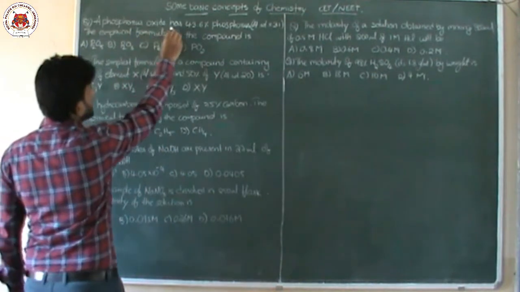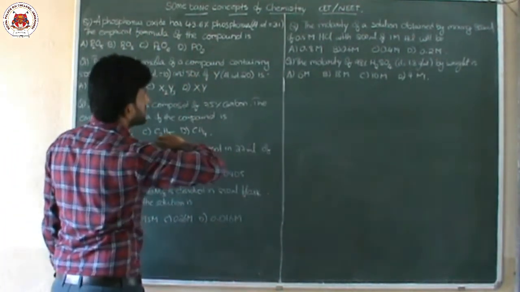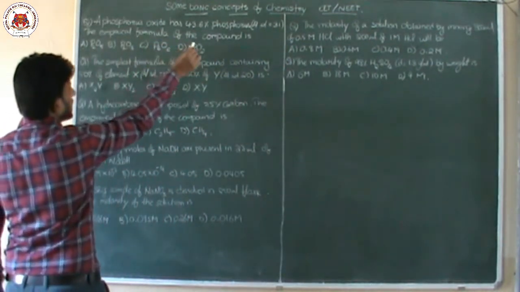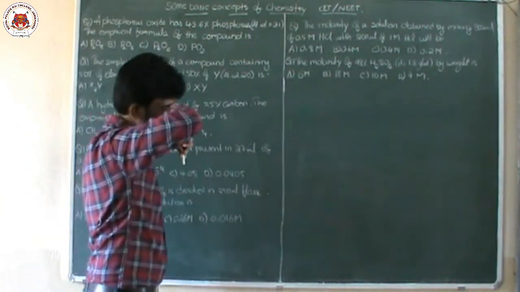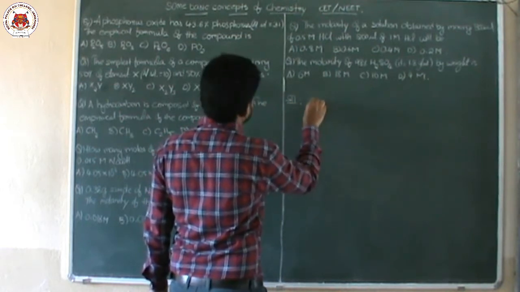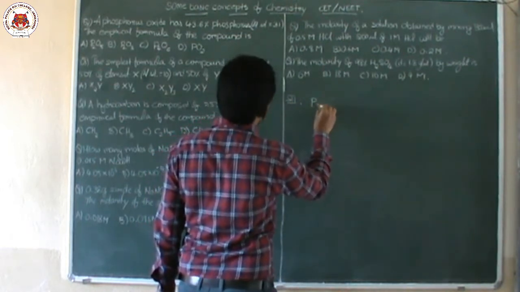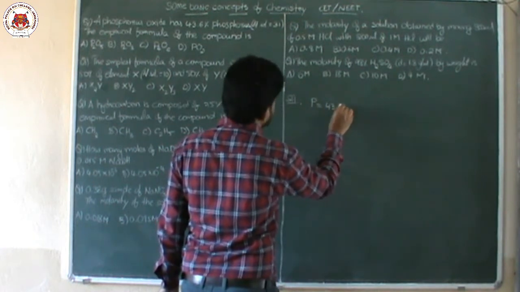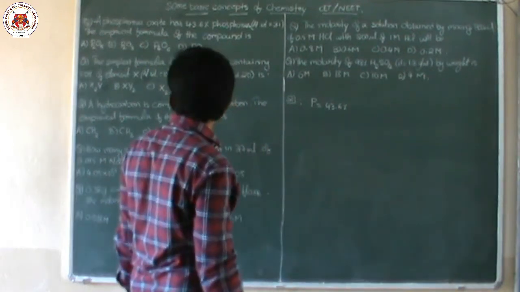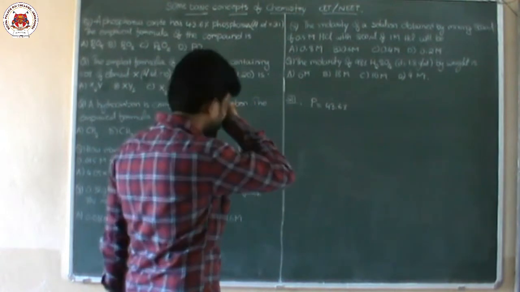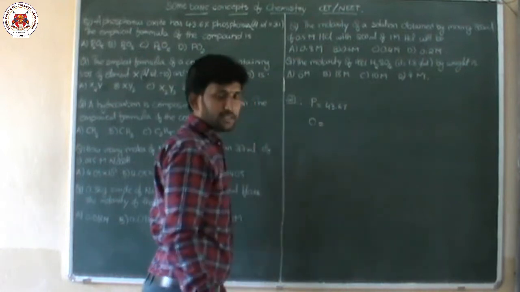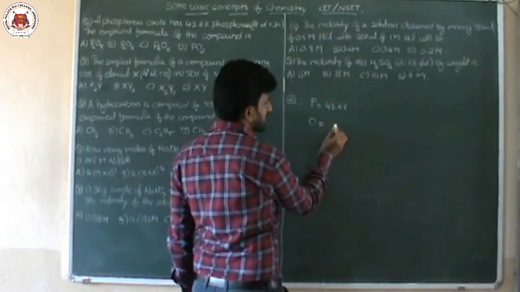A phosphorus oxide has 43.6% phosphorus, atomic weight 31. The empirical formula of the compound is? Phosphorus is 43.6%. It is a phosphorus oxide, which means the remaining percent is oxygen. Remaining percent means what?